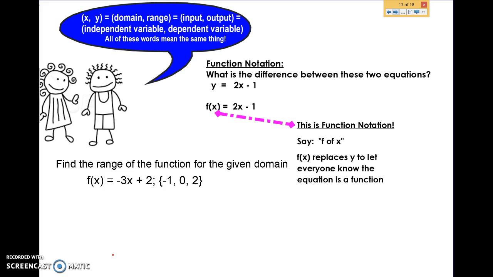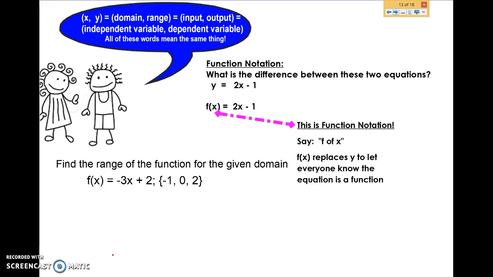There are different names for your x's and your y's. So we know domain and range. We know independent variable and dependent variable because we talked about that the other day. We know input, output. These are all different ways to say the same thing, x and y.